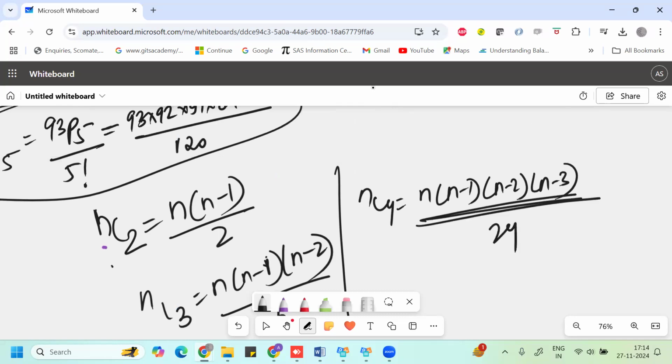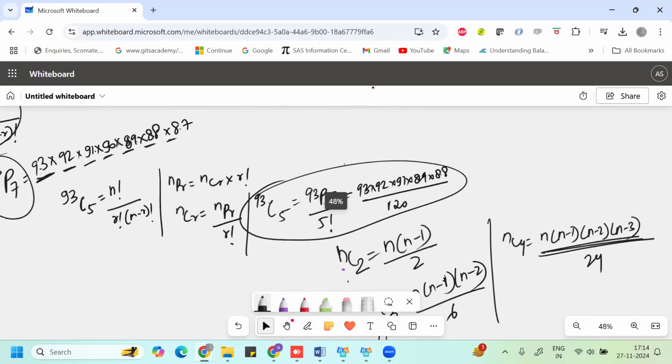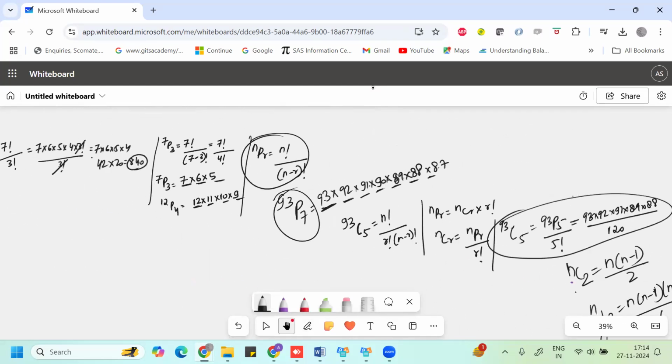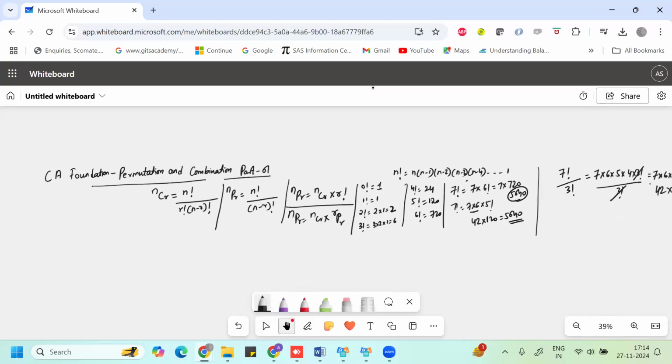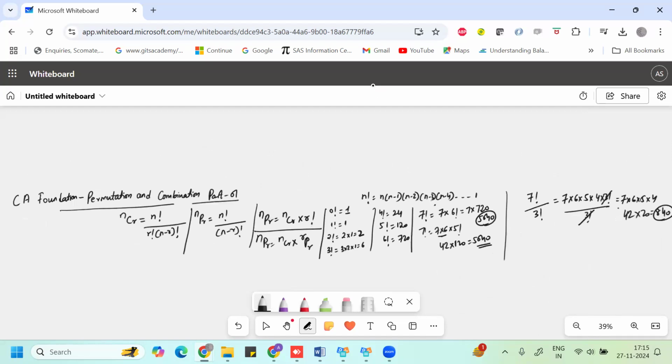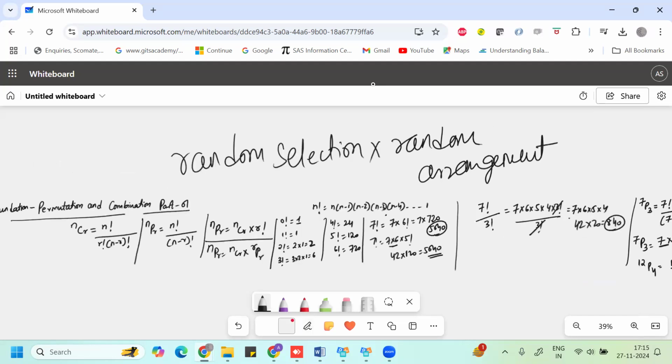4 factorial means 24. So remember the logic, and I hope you know the difference between permutation and combination. Permutation is the next step after combination. Guys, I don't know how clear you are with the concept of permutation and combination. So random selection is combination, and random selection into random arrangement is basically your permutation.